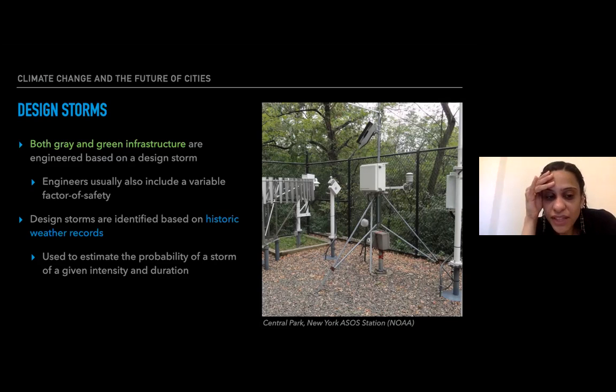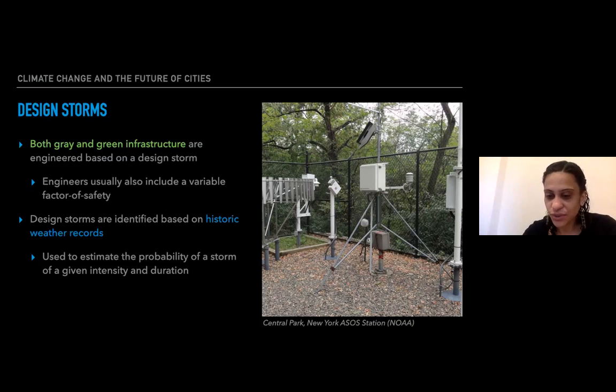One important thing that we also need to keep in mind is that design storms are identified based on weather records. So, we rely on our long record observations, like for example, the ASOS station in Central Park. And we use those observations of historic precipitation, obviously along with statistical relationships, to project the frequency of extreme rain events of various durations.